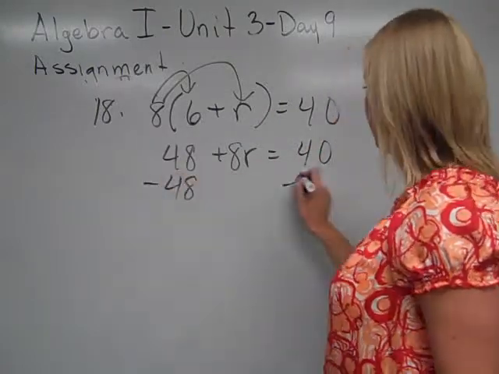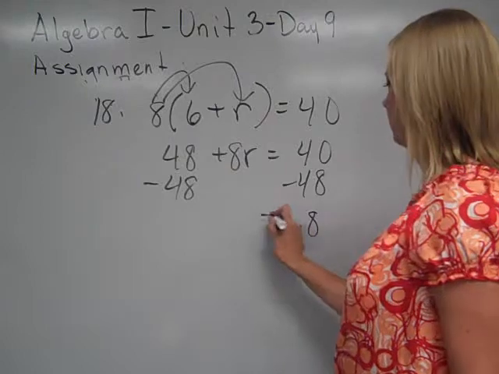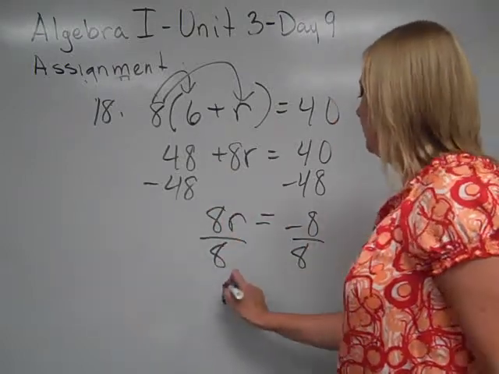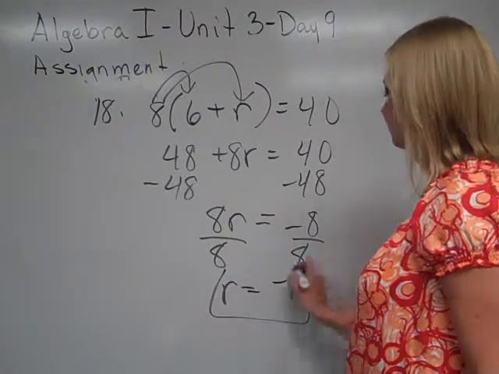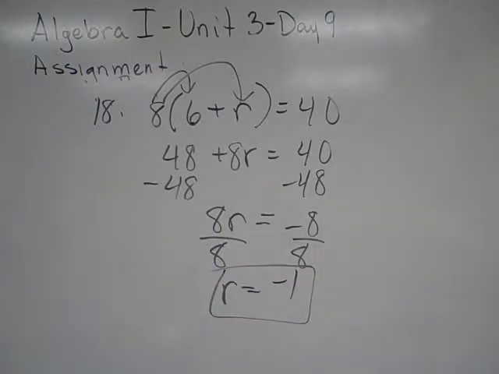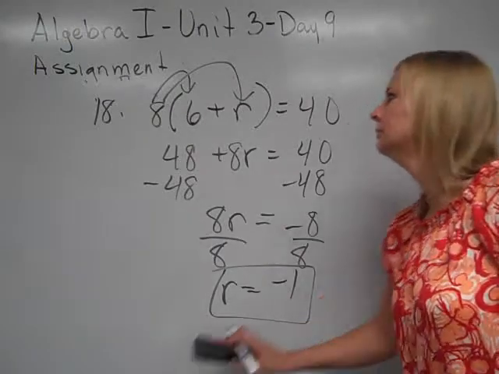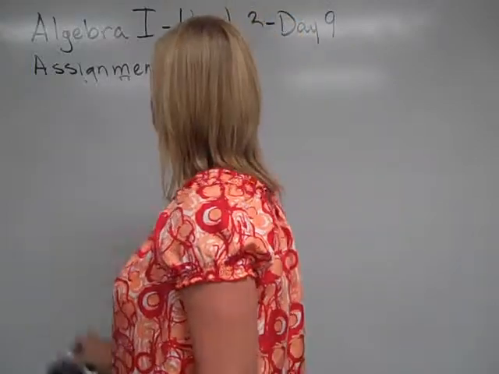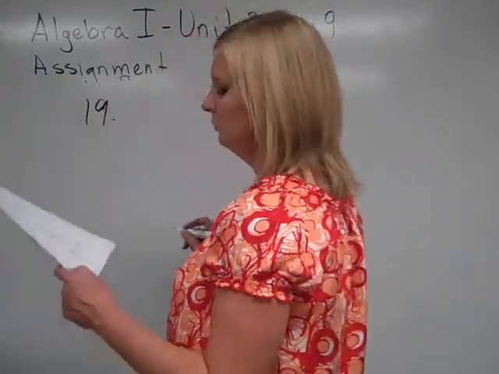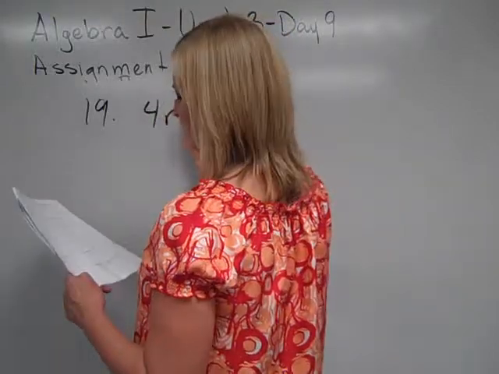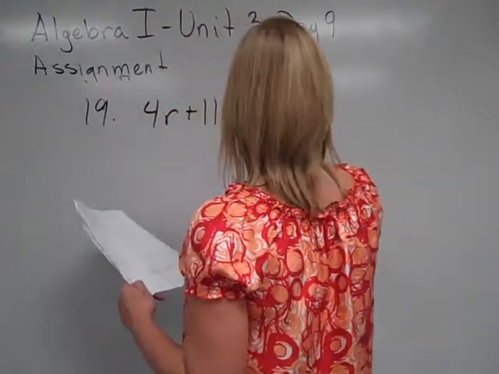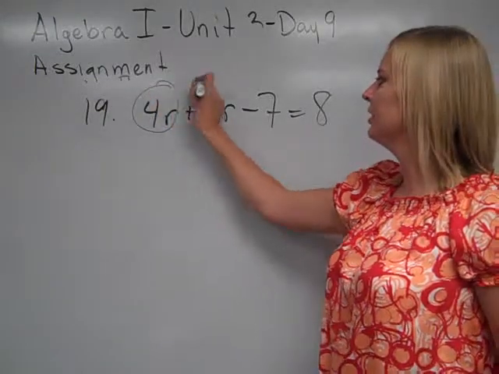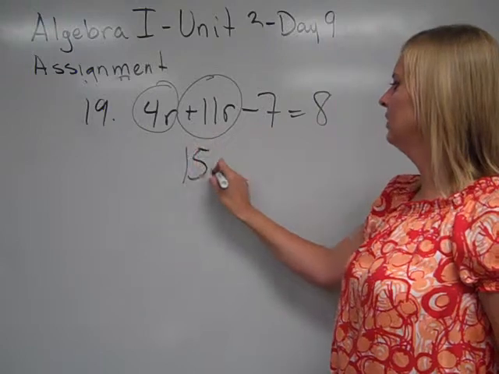Subtract 48 from both sides. 8r equals negative 8, so r equals negative 1. Number 19. 4r plus 11r minus 7 equals 8. Let's combine like terms. I have 4r here and 11r there for a total of 15 r's.